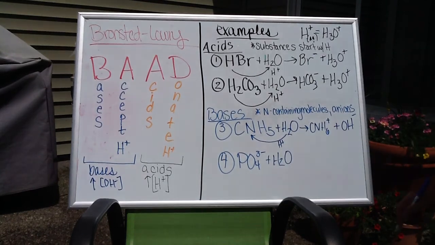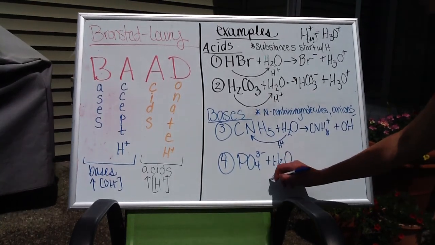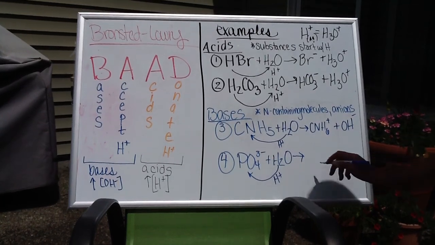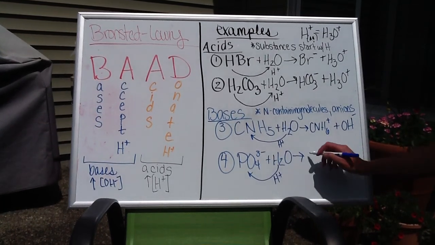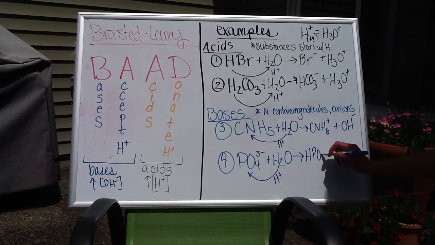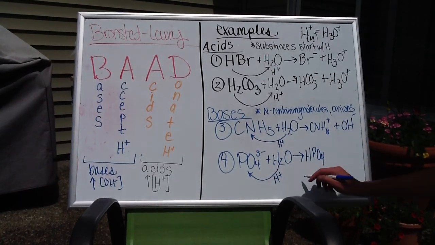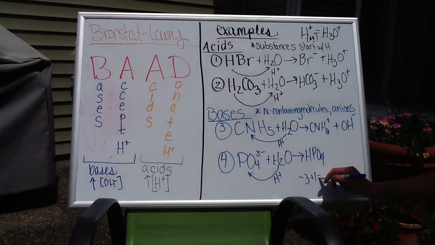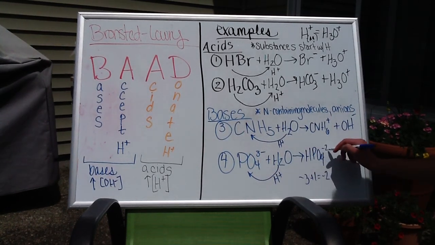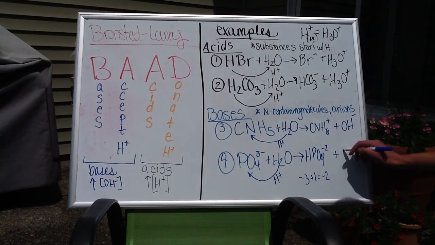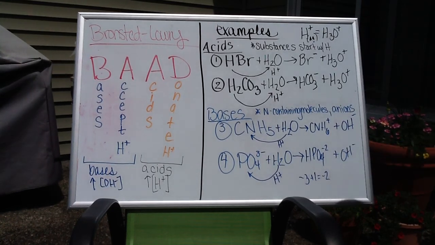My base, it's a hydrogen acceptor, so it's going to take a hydrogen from water. And afterwards, instead of being PO4, it will now be HPO4. And its charge starts out as -3, and I add a 1 to it, so -3 plus 1 gives me -2. So it now has a -2 charge. And water loses a hydrogen and loses that positive charge, so now it becomes OH-. So those are examples of acids and bases.